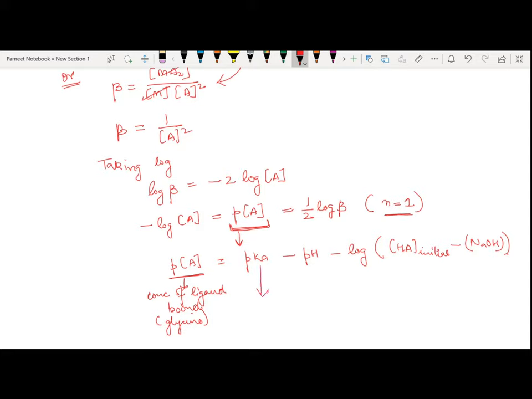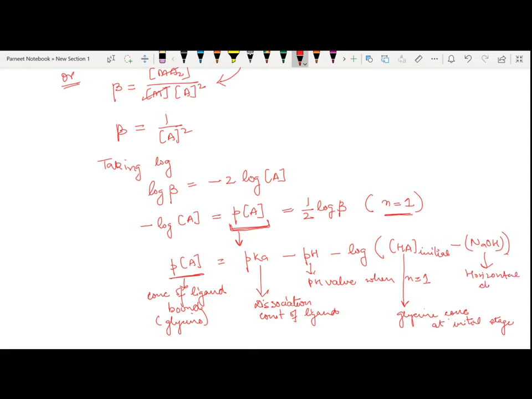और यह है the dissociation constant of ligand, ग्लाइसिन. This is the pH value when n is equal to 1. This is the glycine concentration at initial stage, and this is the horizontal distance between the curves at pH जब n equal to 1 था, तब क्या horizontal distance था?